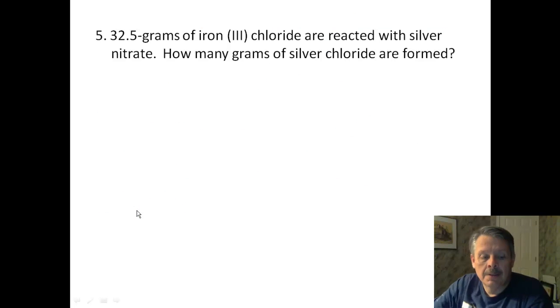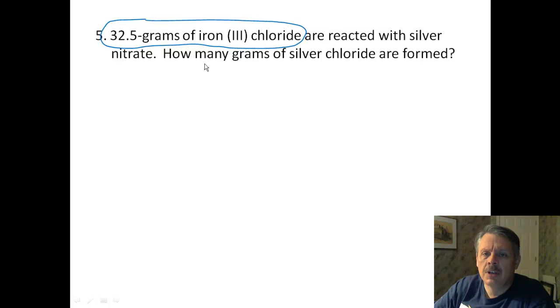All right, last one for this page. This is 32.5 grams of iron chloride. Ooh, that's going to be a good one. Iron 3 chloride are reacted with silver nitrate. How many grams of silver chloride are formed?